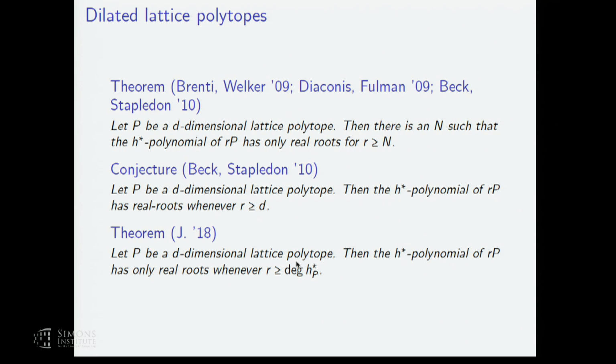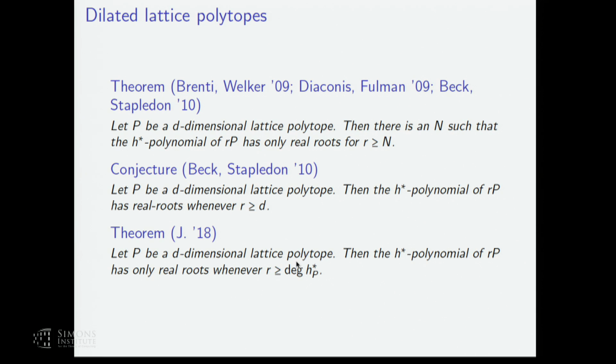The first question that I also announced in the abstract was, imagine you have a lattice polytope. Then it's very natural to ask, how does the h-star polynomial behave if you dilate your lattice polytope? I mean, the h-star polynomial will also change. So how does this behave? This was a question that was studied by a couple of people, like Brenti, Welker, Diaconis, Fulman, Beck, and Stapleton, who all could see that when the dilation factor becomes large, then this h-star polynomial becomes real-rooted. In fact, it converges to the Eulerian polynomial.